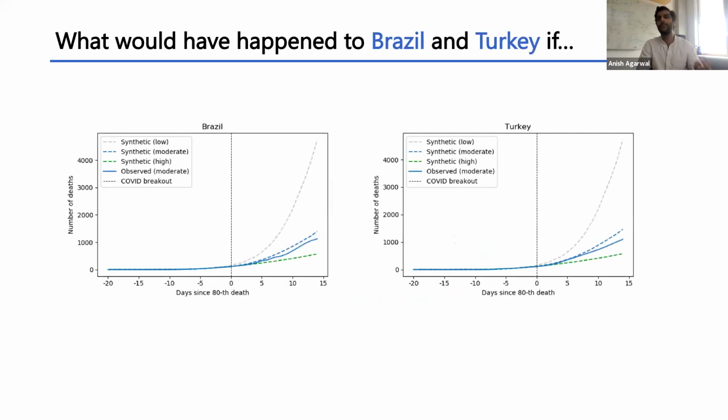Then we again did this for the various countries that did different things post-COVID. For example, Brazil and Turkey enacted a moderate mobility restriction. And again, pleasingly, the solid blue line and the dotted blue line are relatively close to each other. And then we have a synthetic Brazil under low mobility restriction and a synthetic Brazil under the green mobility restriction. And so same thing for Turkey.